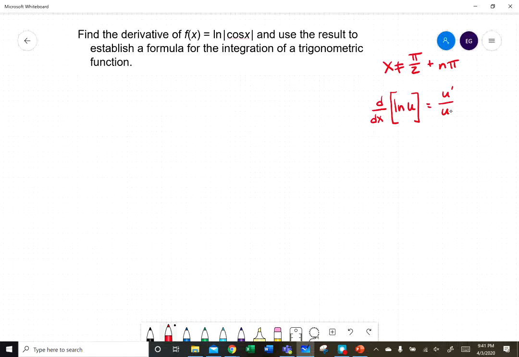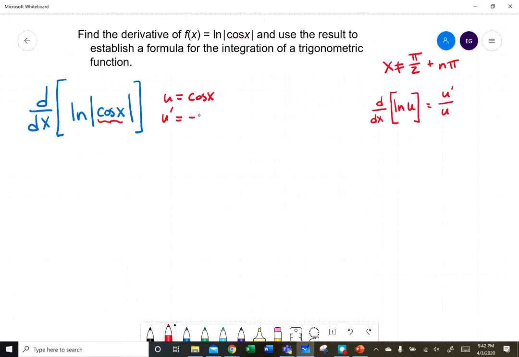Okay, so let's take the derivative of the natural log of the absolute value of cosine of x. And we'll do a little u-substitution here. We don't actually have to write it out, but we'll call this u. Let's say u is equal to cosine of x, which means u prime is equal to negative sine of x.